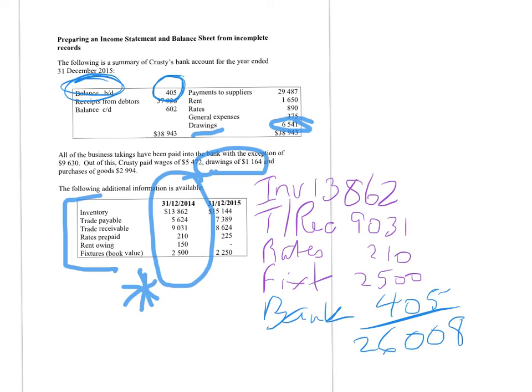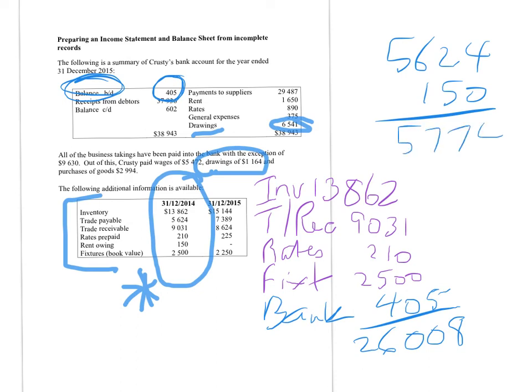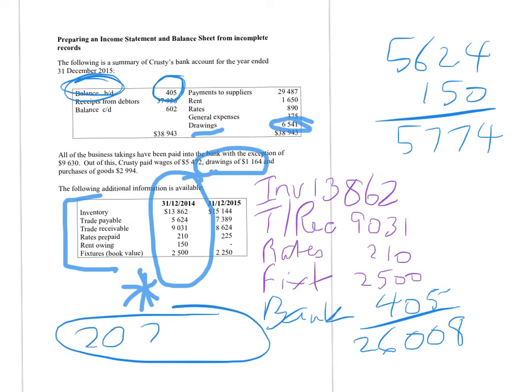There are just two on this list. There's trade payable of 5624, and a rent owing of 150, that gives me 5774, which then gives me an opening equity of 20234. 20234 was the opening equity, so I'll put it down here just to make a record of it. 20234, and that is your opening equity, which is most likely going to earn you 3 or more marks in a test or an exam.